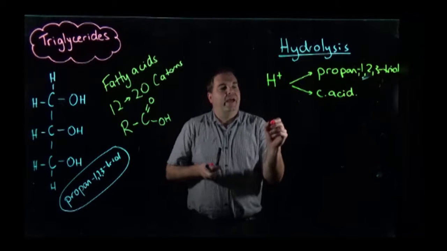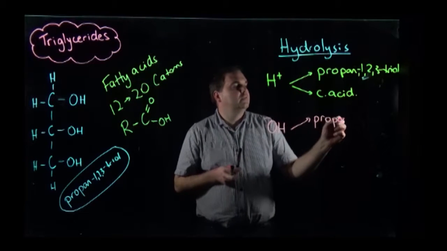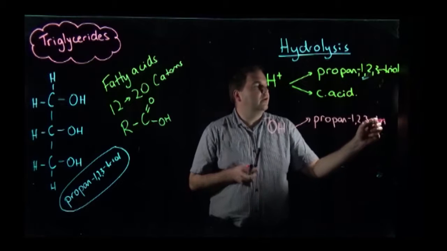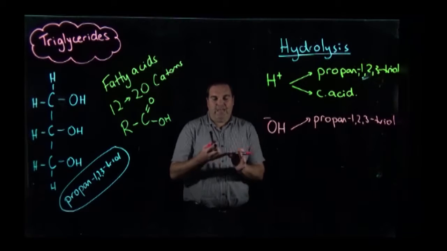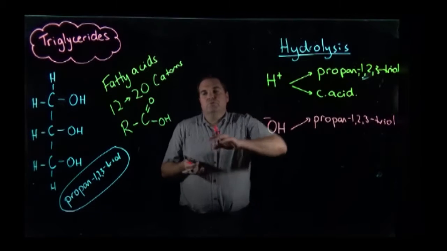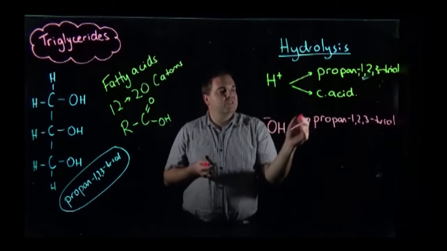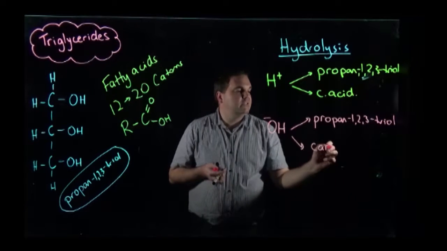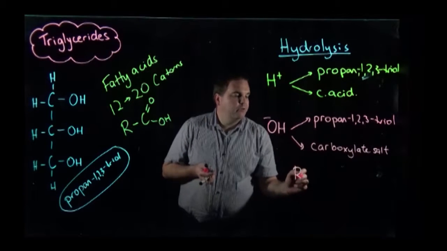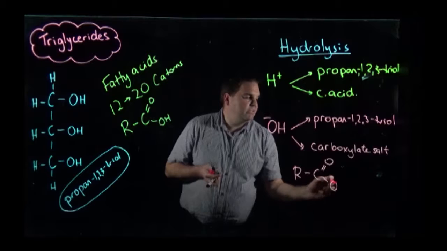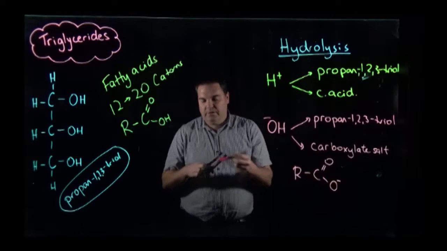However, if you do it under alkaline conditions, OH-, the products you're going to get are still your propan-1,2,3-triol. However, because it's an alkaline condition, as with any hydrolysis, whether it's an amide or an ester or a triglyceride, the base will react with that proton on your fatty acid, and so instead of getting the carboxylic acid, you get the carboxylate salt. So you have your R group with your carbon, double bond oxygen, and it will be deprotonated. So you get the carboxylate ion, and then normally we'd use sodium hydroxide, so there'd be a sodium there as well.